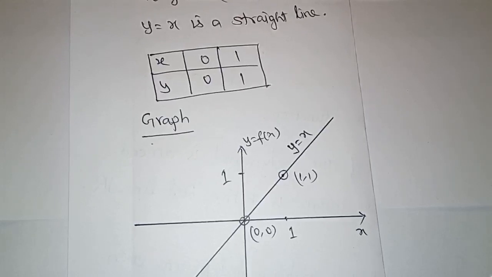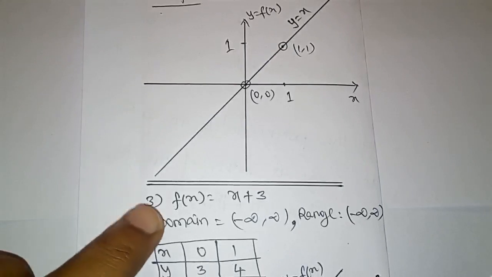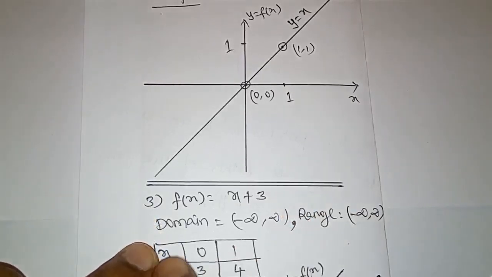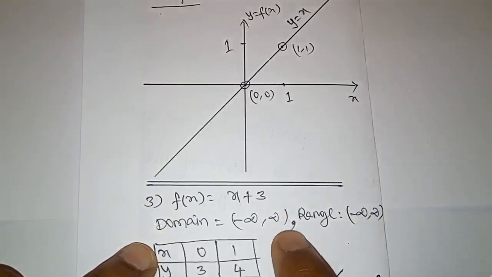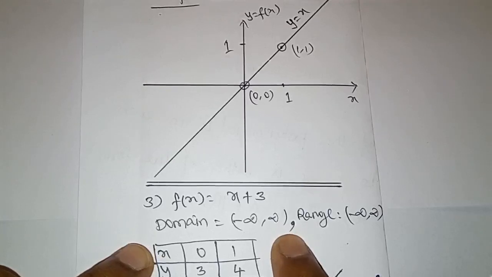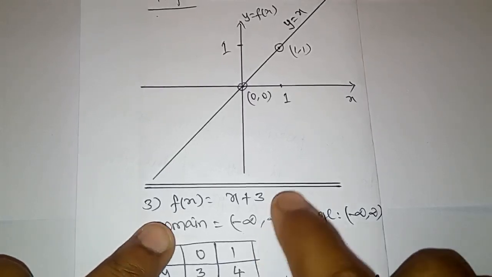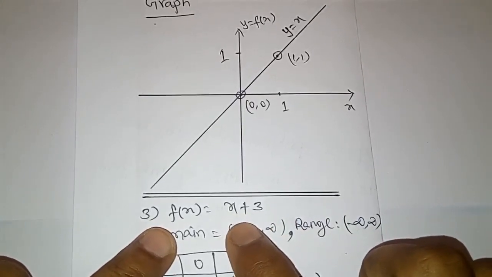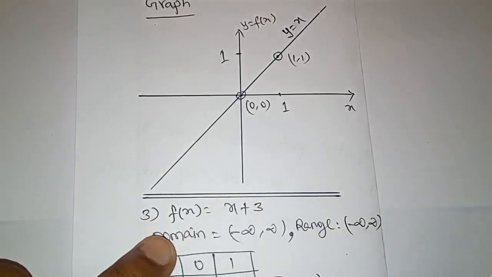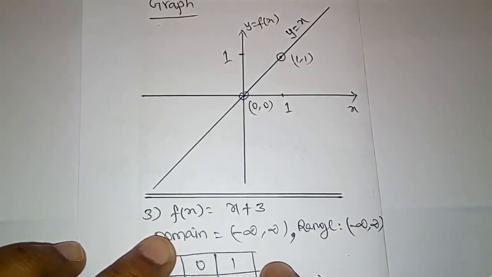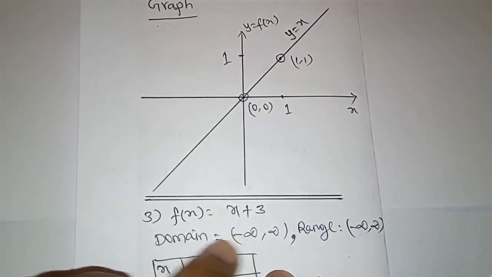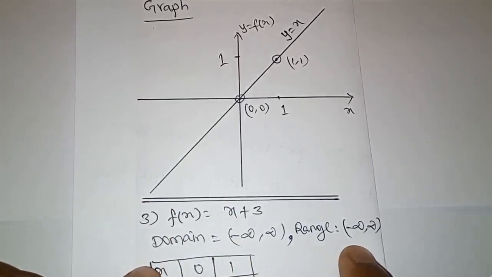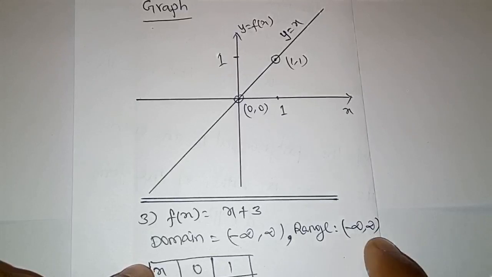Next, we move to another function, f of x, which is equal to x plus 3. It is also a linear function. Therefore, the domain is minus infinity to plus infinity. When the values of x become very large, f of x also becomes very large. Likewise, when the values of x become very small, the function values also become very small. Therefore, the range is given by minus infinity to plus infinity.